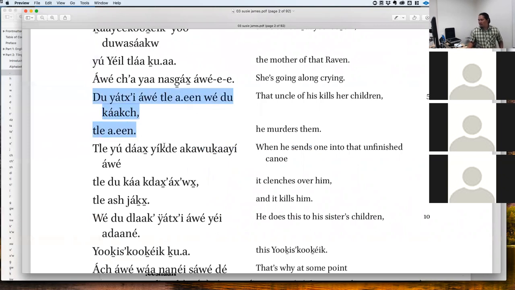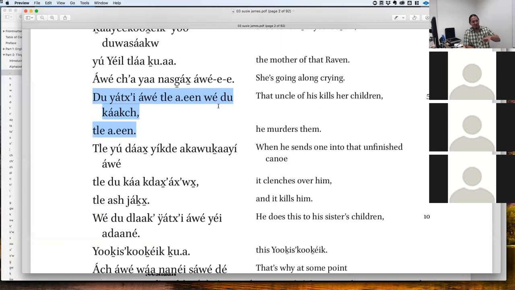Ka'in, right? And so, when we translated this one, we didn't put those time markers really in there, but what they're really talking about is just saying, like, she's walking along crying. That uncle, and so this is another tricky part too, whenever you're translating. It says, du yetki awe tle a'in we du kakch tle a'in. A couple of the tricky parts in there is repetition, but another thing is you have duyetki and dukakch, and the du are referring to two different people. Her children, but her children's uncle, because it's her brother, right?